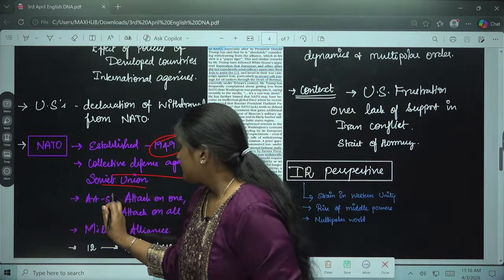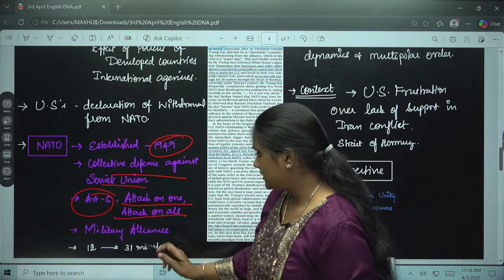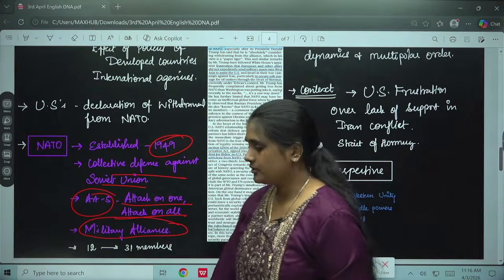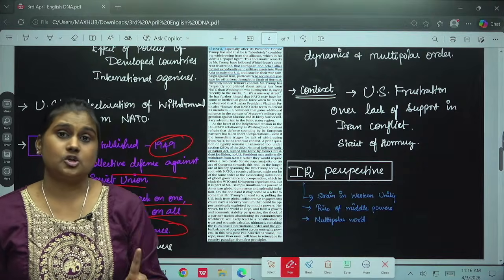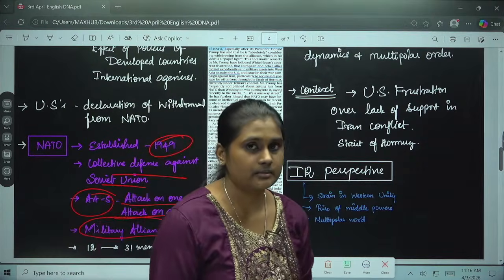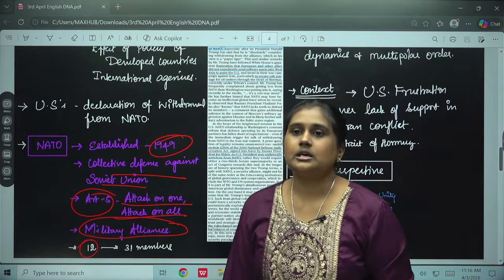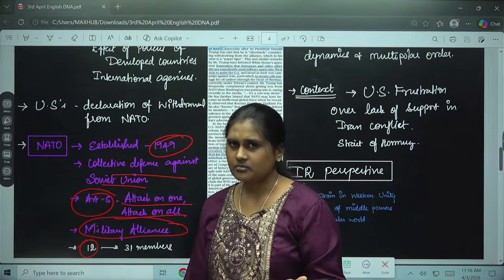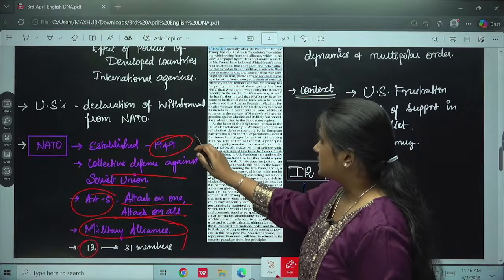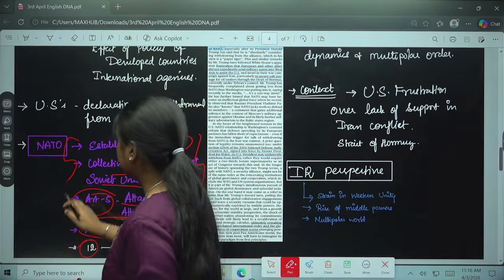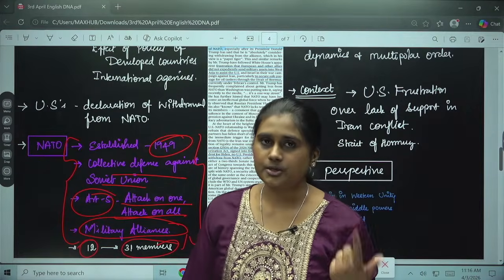Then Article 5 is an attack on one is an attack on all, which we have discussed. Here, what NATO majorly focuses on is military assistance and alliance. It is not about economic terms. Here we have to be very clear. Earlier it was 12 members, right now it is around 31. In 2023 and 24, two more members were added. So these are the fact-oriented points about NATO. You have to do the homework on the members and who recently joined in 23 and 24.